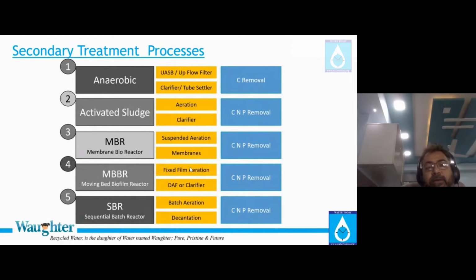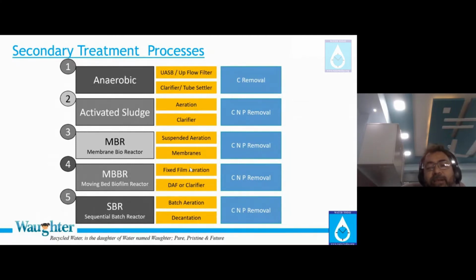And things like anaerobic, activated sludge, MBR, MBBR, SBR. And within the group, we will talk about UASB, upflow filters. Along with that, the treatment technology could be clarifier, tube settler.